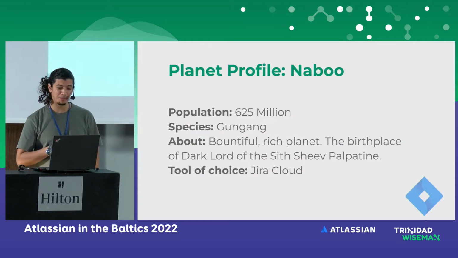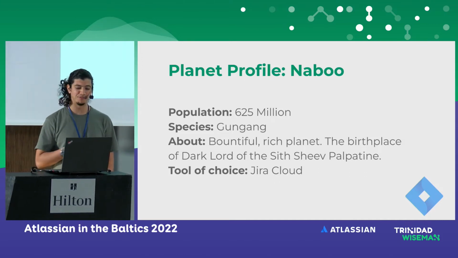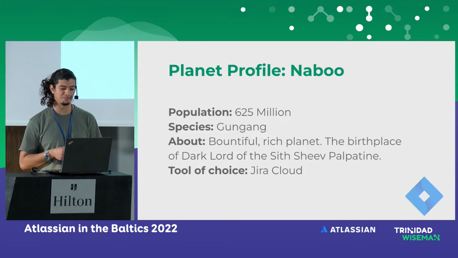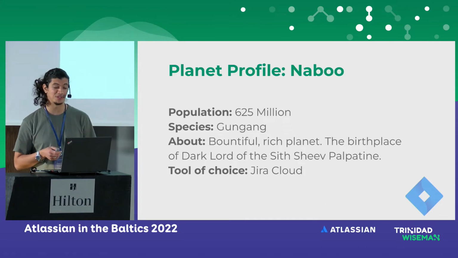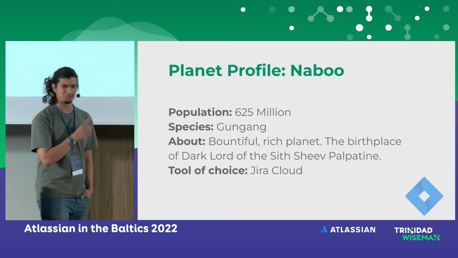Right, so a couple of pieces of information about the planet. Species Gungan. It's a beautiful, bountiful planet, very rich. It's the birthplace of the Dark Lord. And their tool of choice is Jira Cloud. Good people, right?